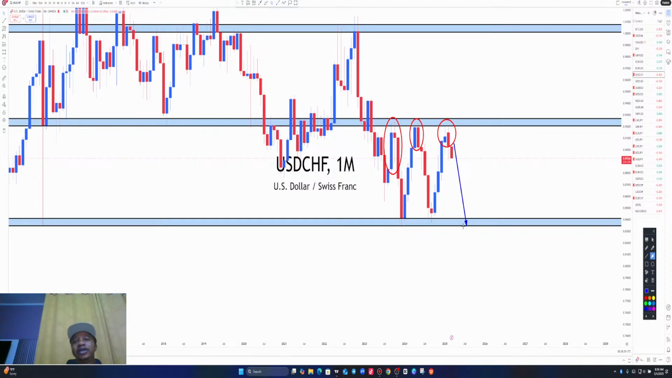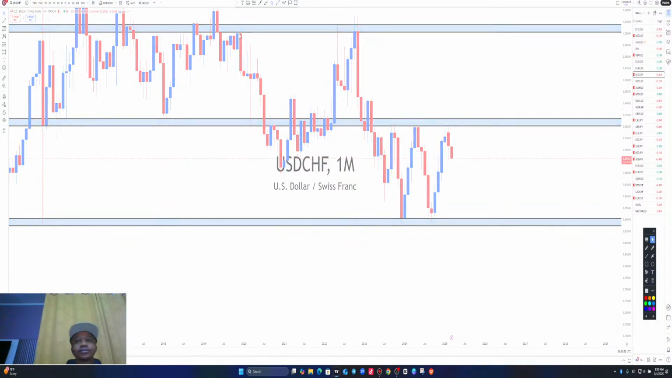So on USD CHF, it is very evident here on the monthly time frame that price is dropping all the way to the downside. Now, how can we pick entries to the downside on USD CHF? Let's take it further to the weekly time frame for more understanding. All right, let's go to weekly.